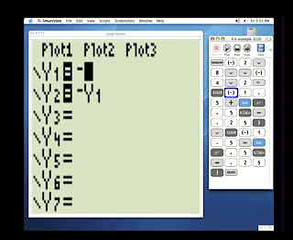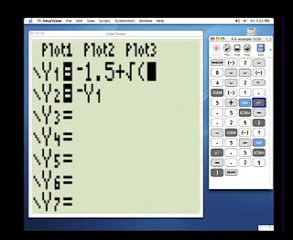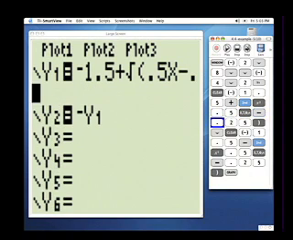So we have negative, and one of the things is I did turn them into decimals. So 3/2, of course, is 1.5. Then plus, and I hit the second key, the squared key, which gives me my square root. I turned these into decimals as well. So 0.5x minus 0.25. Close the parentheses to show that that's the quantity underneath the square root.